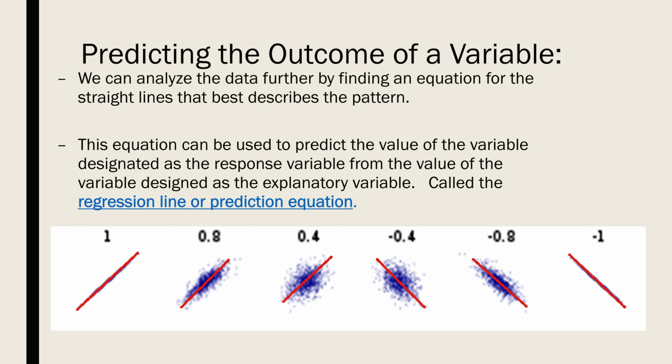In this video, we are going to learn how to predict the outcome of a variable. We can analyze the data further by finding an equation for the straight line that best describes the pattern. This equation can be used to predict the value of the variable designated as the response variable from the value of the variable defined as the explanatory variable. This is called the regression line or prediction equation.